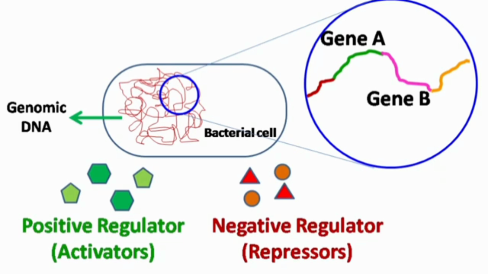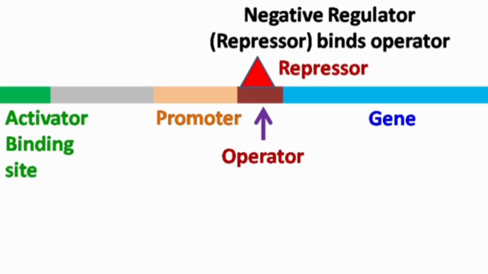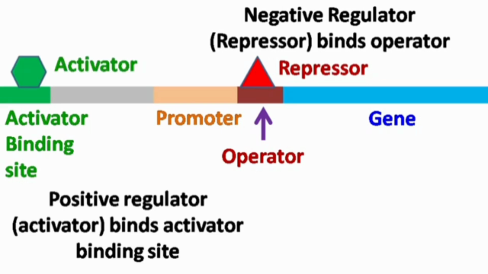Most of the genes are controlled by extracellular signals, which are usually molecules in the growth medium. The signals that positively regulate gene expression are called activators, while the signals that negatively regulate gene expression are called repressors. Both activator and repressor are DNA binding proteins that regulate gene expression. The DNA sequence at which the repressor binds is called an operator, while the DNA sequence at which the activator binds is called an activator binding site.